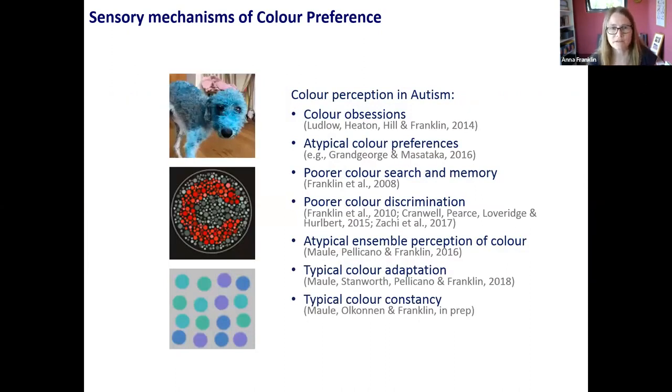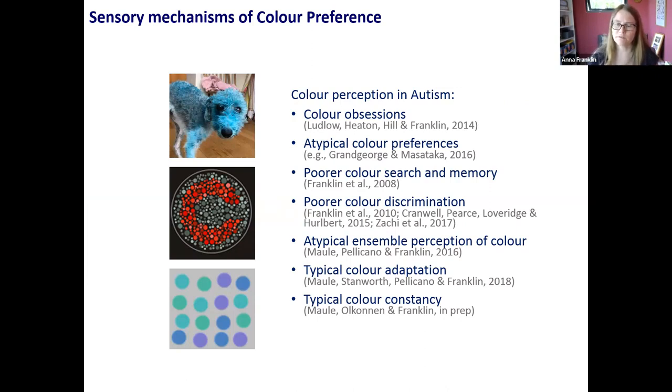We also need to consider neurodiversity in the development of colour perception, and a body of work has investigated that in individuals with autism. So, for example, in one of our case studies, we discussed the case of a child, JG, who had such a strong preference for blue that he coloured his dog blue, and he would only ever be driven in blue cars. There's also atypical colour preferences.